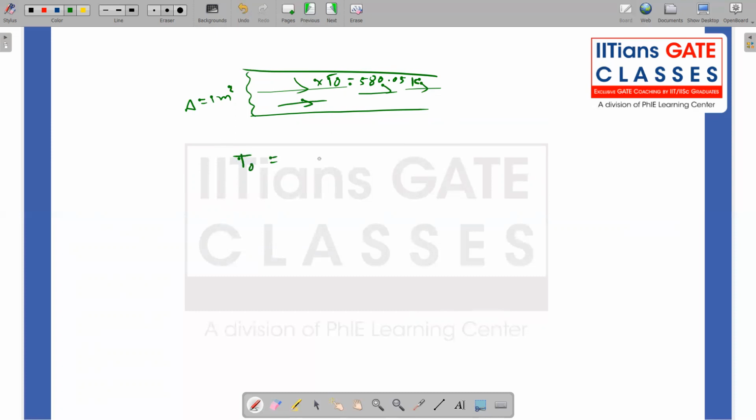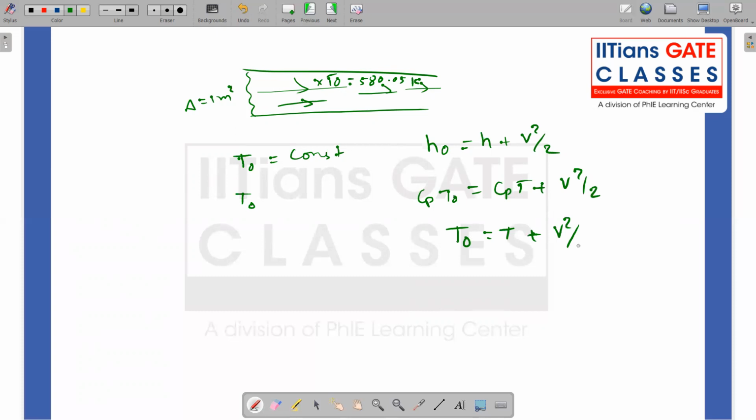So now I know that for a calorically perfect gas, T naught is equal to constant. So that means I have H naught is equal to constant, that is nothing but H plus V square by 2, which is also equal to Cp T naught, that is Cp T plus V square by 2. If I take Cp common, that becomes T naught is equal to T plus V square divided by 2 Cp. So from here, I know what is T naught. I know what is Cp.